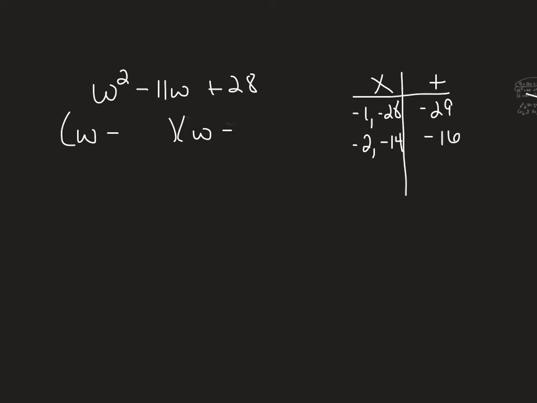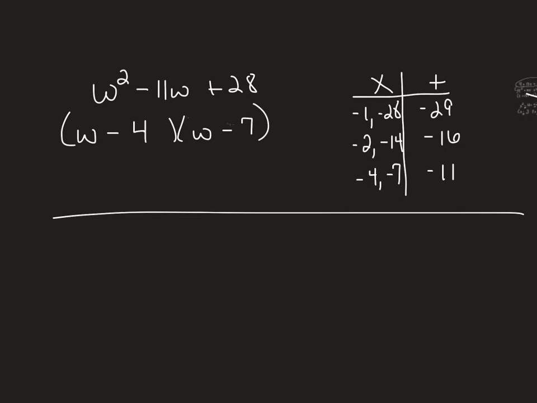What about negative 4 and negative 7? Well, if I add those together, I do get a negative 11. So we can use w minus 4 and w minus 7. All right, let's look at one more.